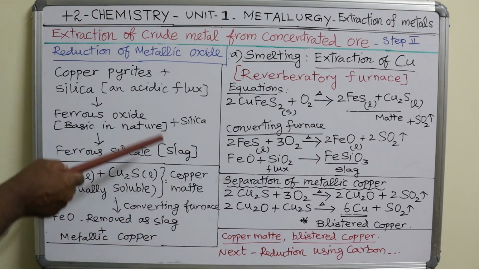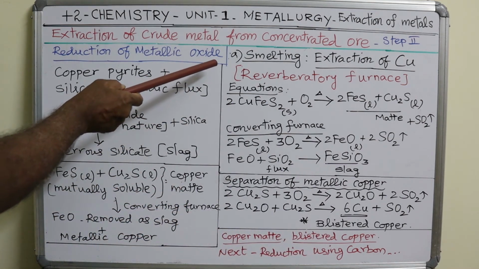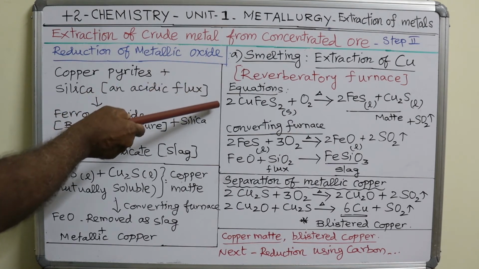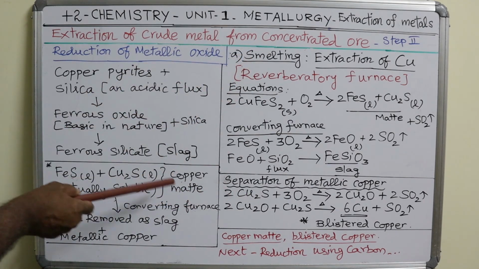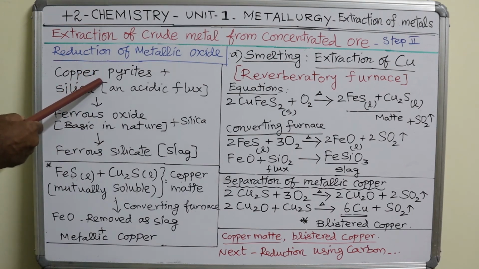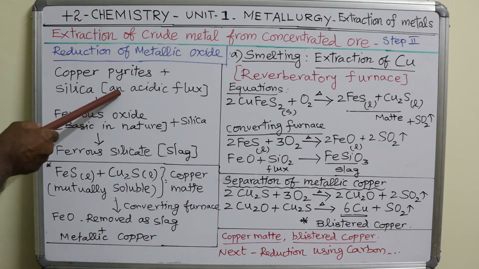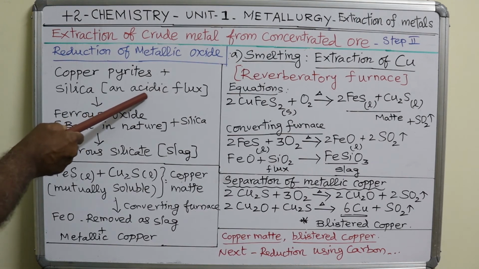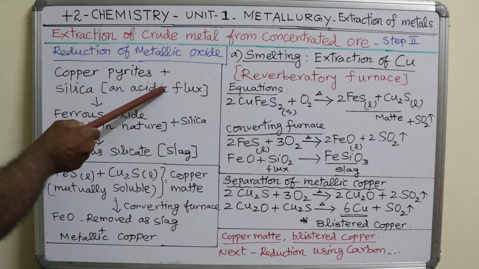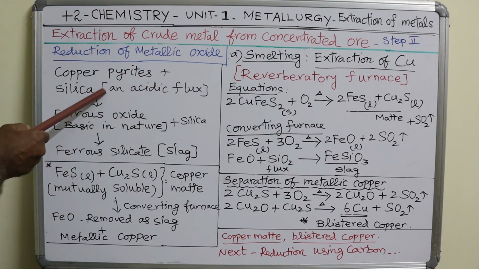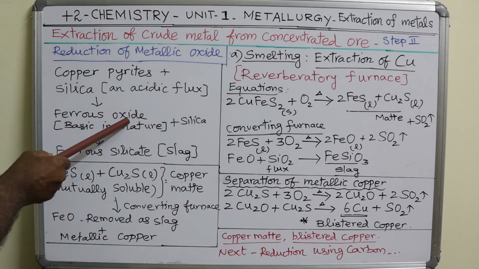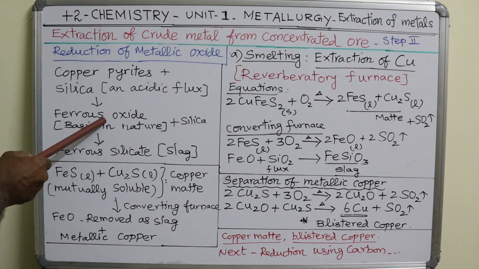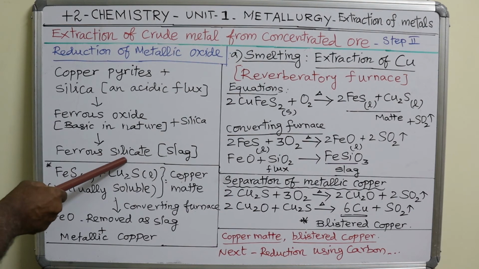When you go for the questions, if they ask how copper metal is extracted using the smelting process, you have to write everything given here and write the list of things taken: copper pyrite plus silica, and the nature of the silica, and that silica is used here as flux, and how that flux acts and converts the iron present in the pyrite can also be explained. Ferrous oxide is formed. The nature of ferrous oxide is basic. These are all the keywords to be remembered, and finally that ferrous silicate is separated.